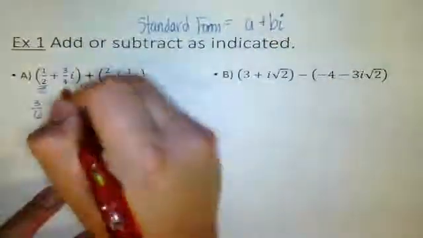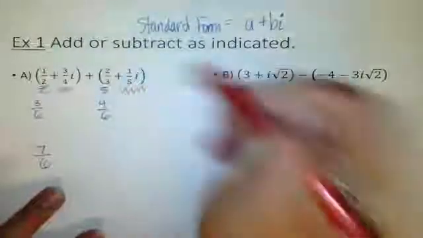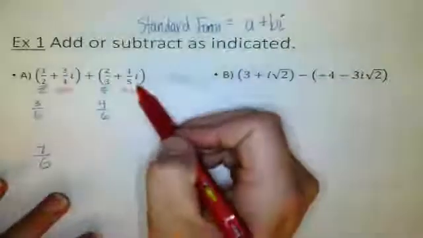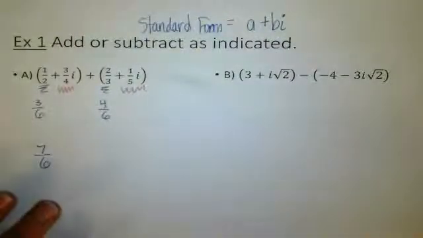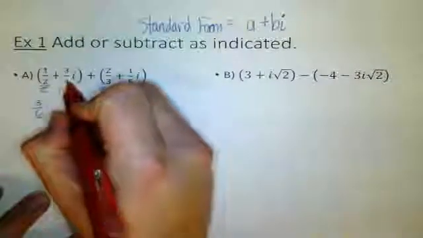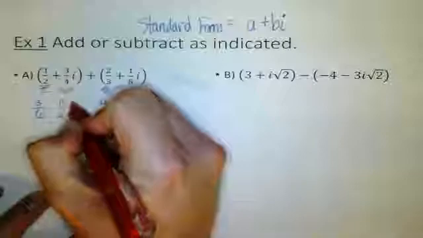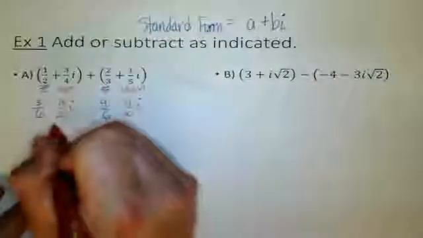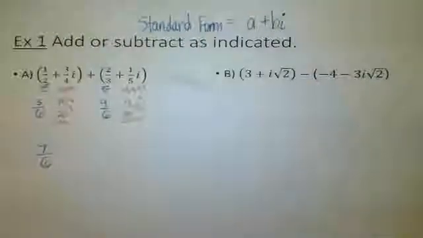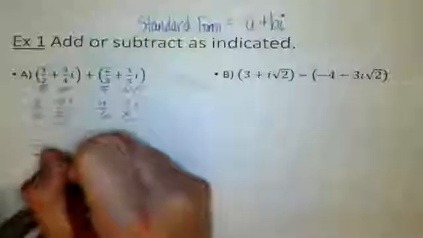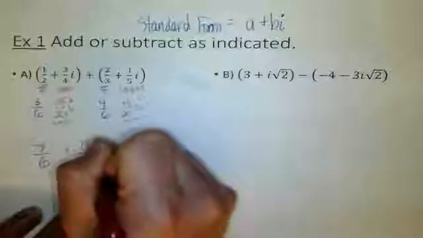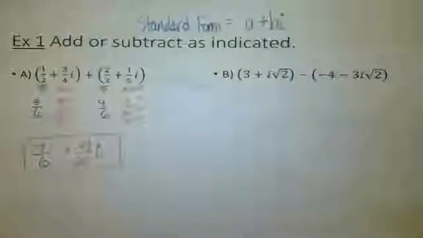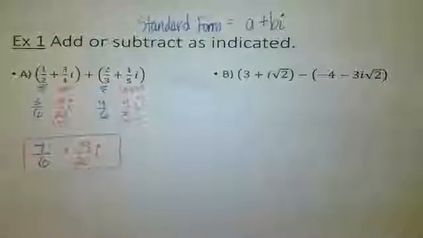And then I'm going to add together my imaginary parts here. 3/4 i plus 1/5 i. What do we need there? Common denominator. What's the common denominator? 20. Okay, so that's going to be times by 5. So 15/20 i plus 4/20 i. So I'm just combining my like terms here. What is 15/20 i plus 4/20 i? It's 19/20 i, and that's it. 7/6 is fine.